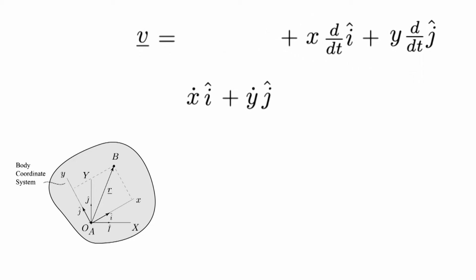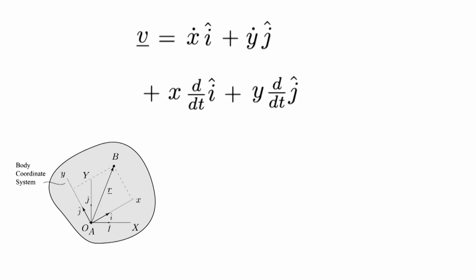Rearranging, we see that these two terms are simply the point's velocity with respect to the body coordinate system, that is to say, with respect to the rigid body. This is simply V_rel. It is also sometimes written like this, or like this.